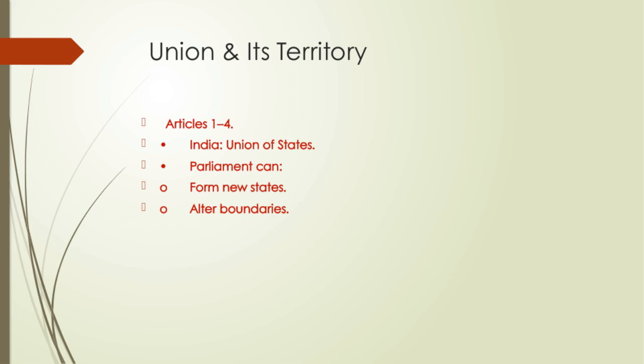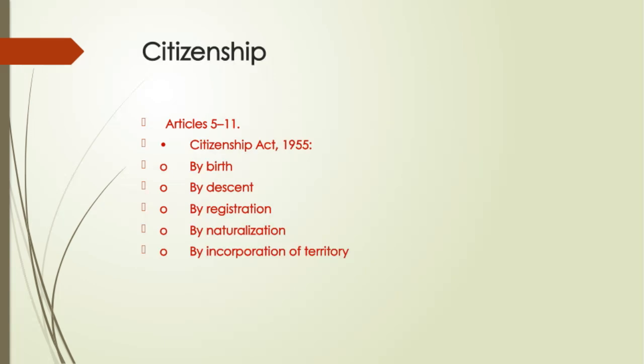So, these articles are crucial because they lay down the legal framework for how our states are created and modified, ensuring the unity and integrity of the country while respecting regional diversity. This connects to our overall theme of understanding how India's federal structure functions and remains flexible to serve the nation effectively. Let's take a closer look at Articles 5 through 11, which outline the key provisions related to citizenship.